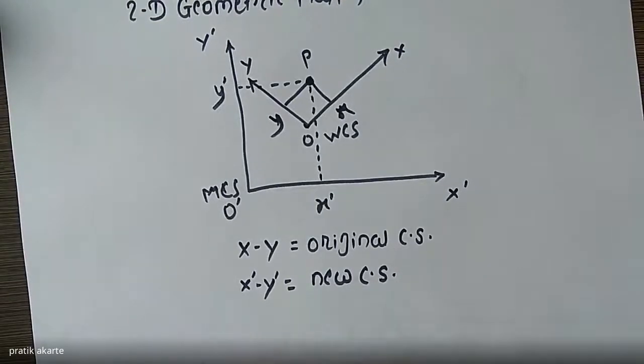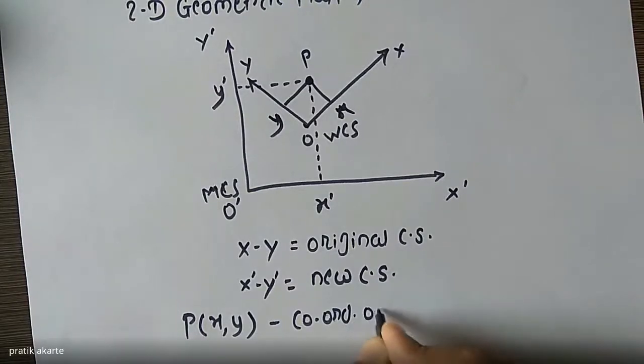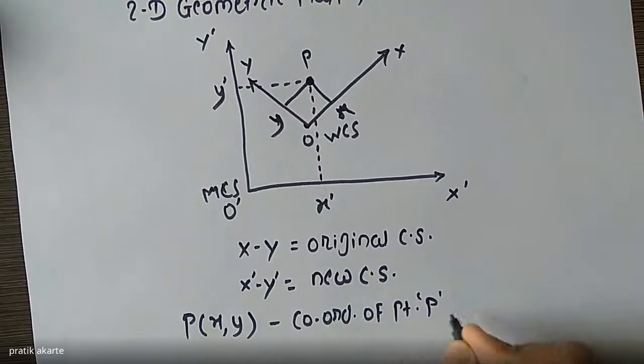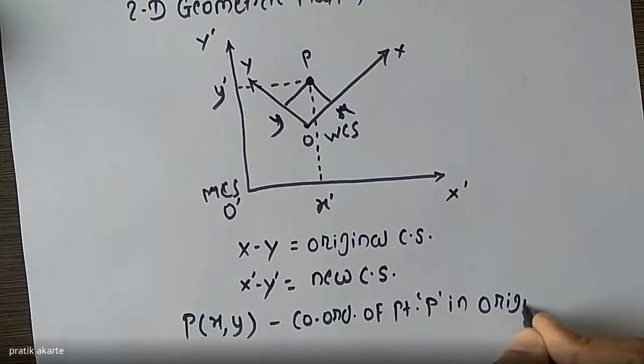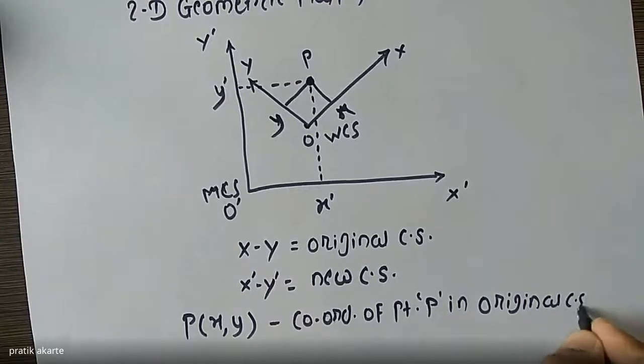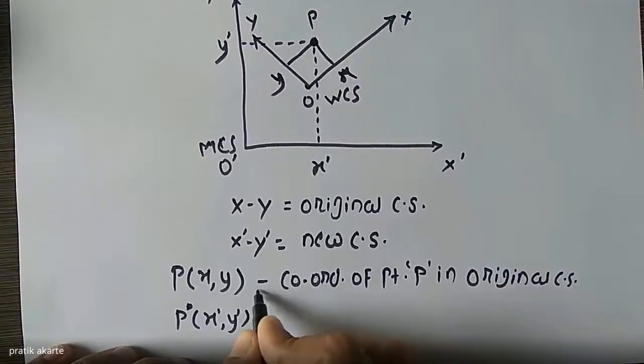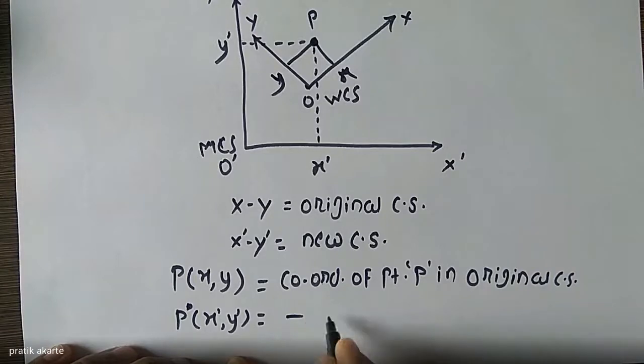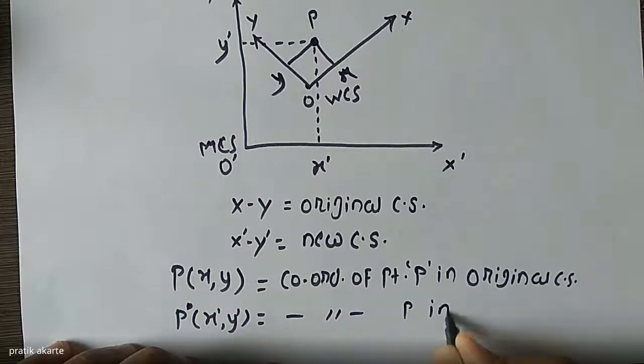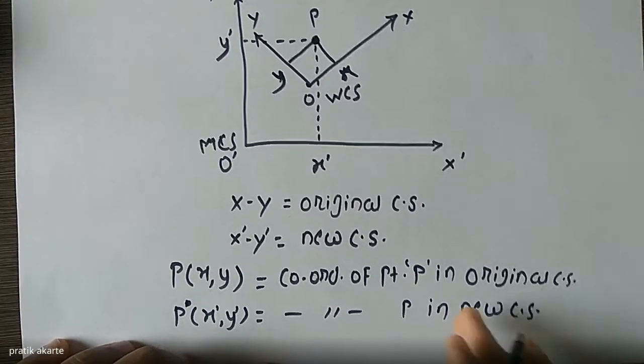Okay, and let us say for the point P, X and Y are the coordinates of point P in the original coordinate system, and X dash and Y dash, I should not write P dash here because we are not changing the model, so only the coordinates X dash and Y dash are the coordinates of point P in the new coordinate system.